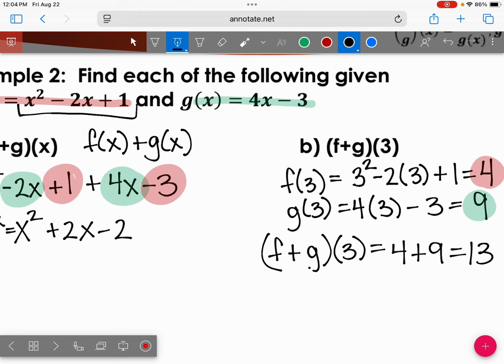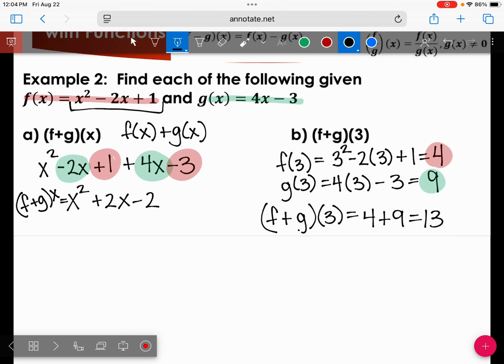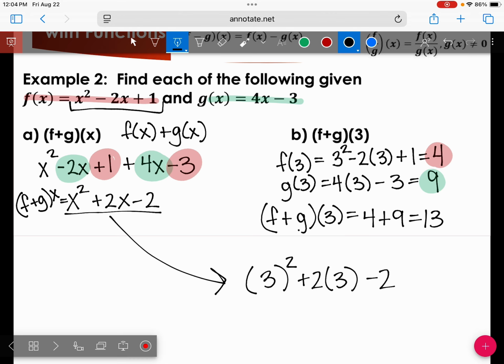And like Robin said, the other way, if you already have this function, you could use it. And if you take this function and put in a 3, one second guys, you will see that you get the same thing.